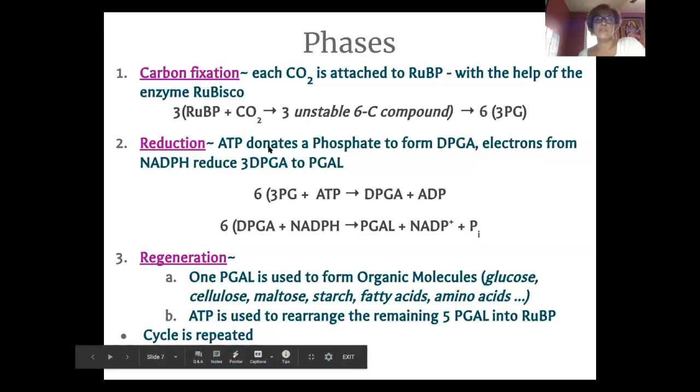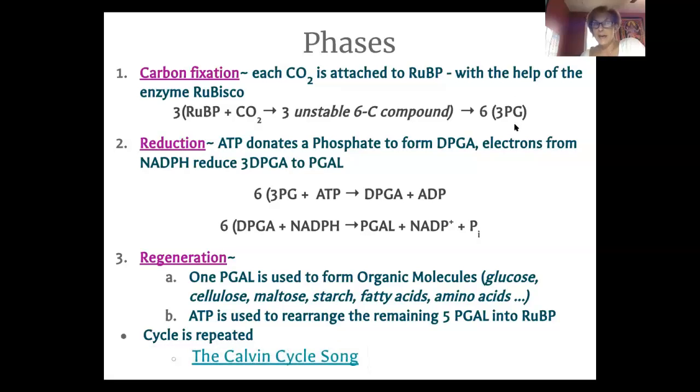So carbon fixation, the first phase, is taking CO2 and turning it into that PGA. Okay, so with the help of the enzyme Rubisco, these two will bind together. A 5-carbon RUBP plus a 1-carbon CO2 makes a 6-carbon compound. That 6-carbon compound is unstable. It immediately splits into 2 3-carbon compounds. Those 3-carbon compounds are your PGA.